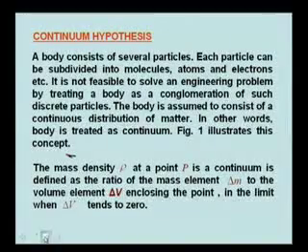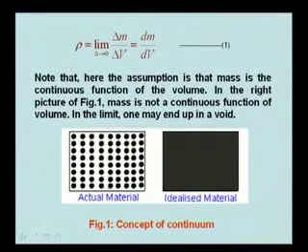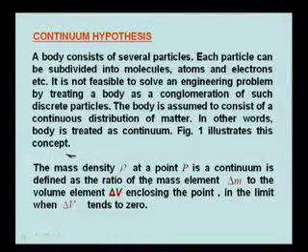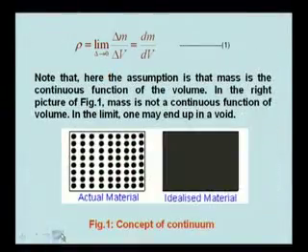Now, the next figure shows this concept. Here, this is the actual material in which there are particles. There may be some voids in between, but the idealized material is considered continuous. There is a continuous distribution of matter here. Therefore, the mass density rho at a point P in a continuum is defined as the ratio of the mass element delta m to the volume element delta V enclosing the point. In the limit when delta V tends to 0, density rho becomes the limit of delta m by delta V, that is dm by dV. Here, we have taken the assumption that the mass is a continuous function of the volume. That is why we could take the limit. If we consider the actual material, then in the limit we may end up in a void.